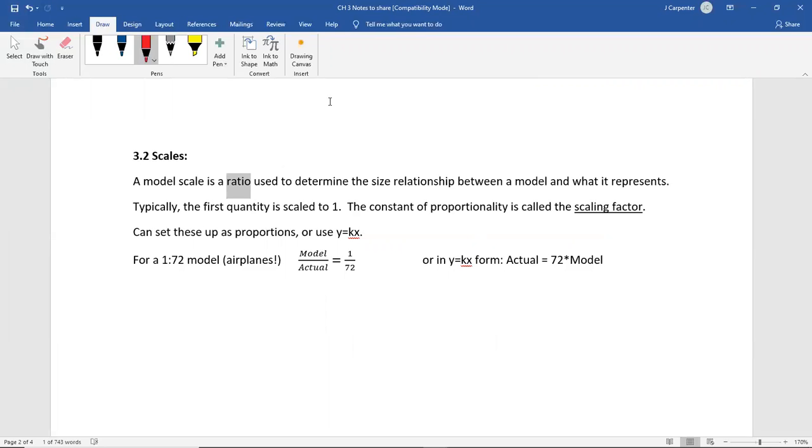So it's a ratio used to determine the size relationship between a model and what it represents. So when you open your GPS and you see the map going from your home to your destination of wherever you're going, on your screen it only looks like maybe 2 inches, but in reality you might be going 17 miles. So there's a ratio involved there to scale the quantity of your actual distance to the distance on this map that represents everything that you'll go in terms of driving. So a scale is just a ratio.